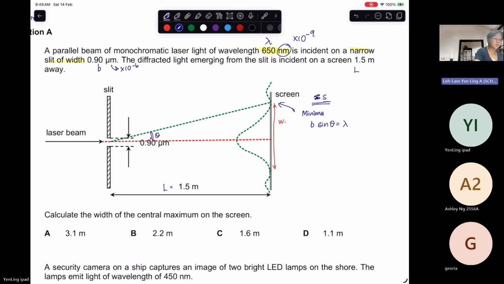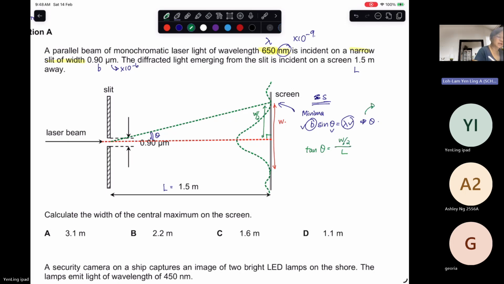So what can we get? We have this guy, we have this. Once you put in all this, you can get your theta. So you can go and work out what your theta is, and then what is the total width. Total width will need Pythagoras theorem. We have a right angled triangle here, and this is W over 2. So we have tangent theta equals W over 2 over L.